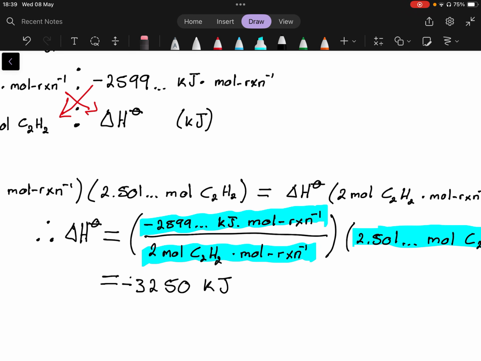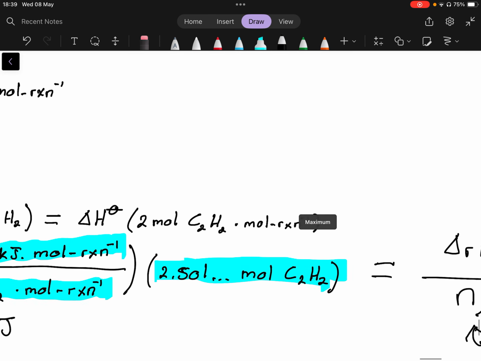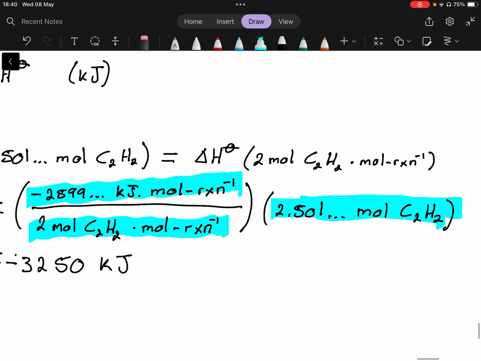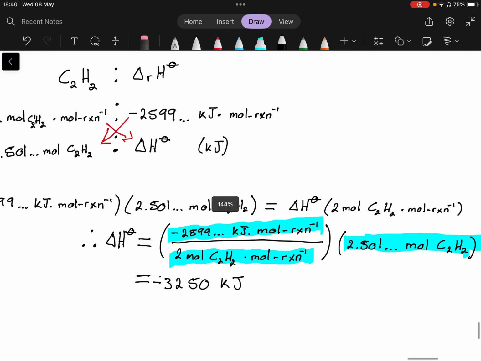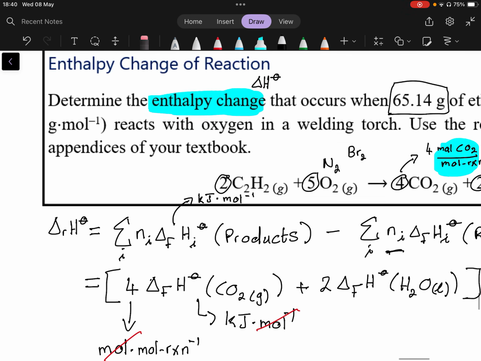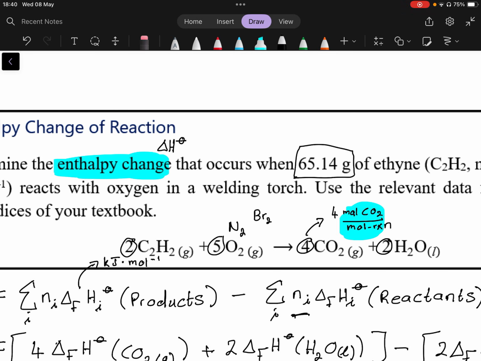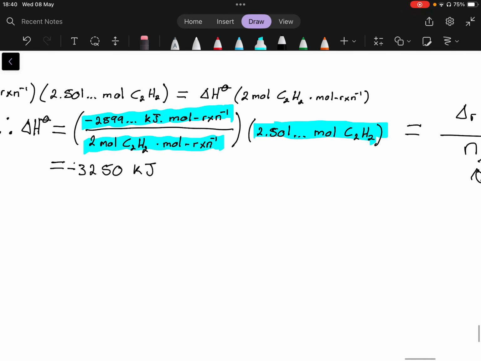Okay, and I'll just quickly do the interpretation. What does the enthalpy mean? It's a negative quantity here, so it means it's an exothermic process. It's given off 3,250 kilojoules, specifically 2.5 mole of C2H2 gives off 3,250 kilojoules. Okay, that's what we wanted to calculate. We wanted to know, if we have so much ethylene, how much energy is going to be given off. And that's the end of that.